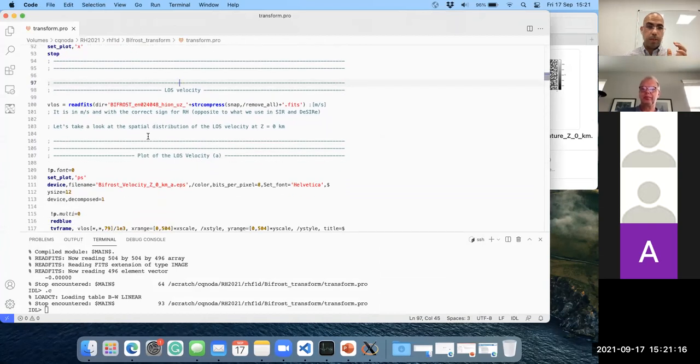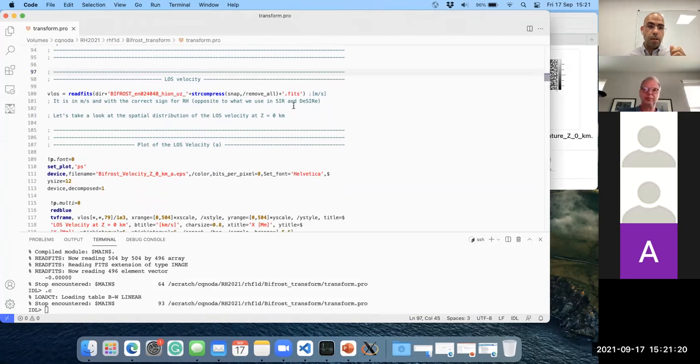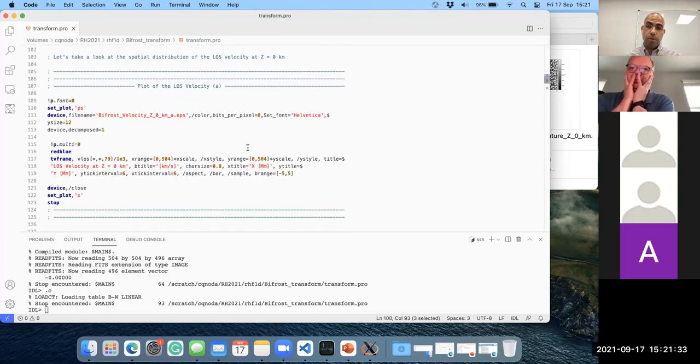In this case, it's the same. We just use read fits, and just as we said, it's SI units, so we can use the same format. It's meters per second, what we need for RH. And then just make a plot of the spatial distribution of the velocity. In this case, I'm adding the color table where we have blue, white, and red.